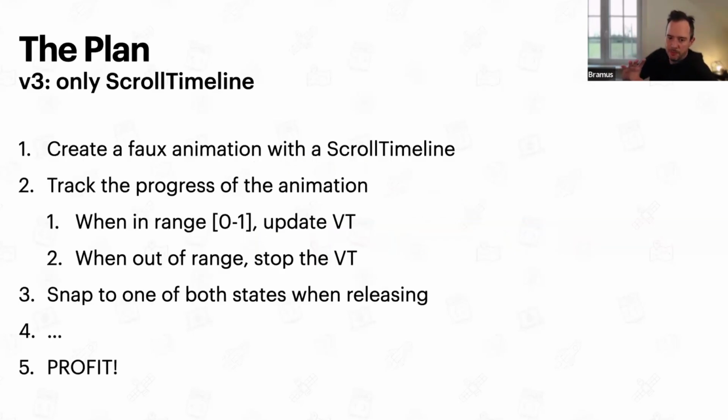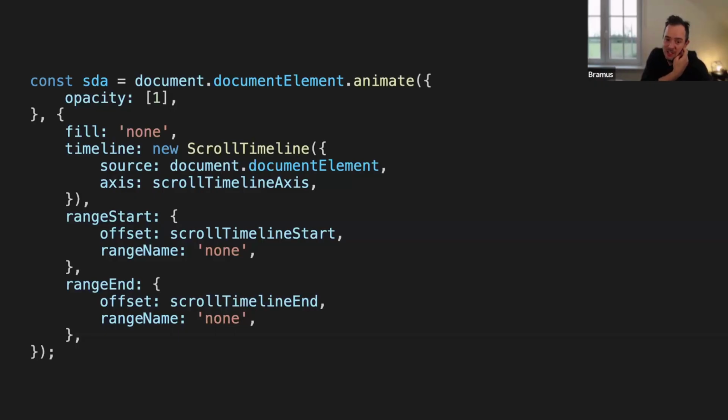I set up a fake animation that has a scroll timeline, and that animation is attached to only a certain sub range of the full range. And then I track the progress of the effect. And when we are in that range 0 to 1, I update the view transition. If we are outside of it, I stop the view transition. And again, we do the snapping. And this is how you create a fake animation.